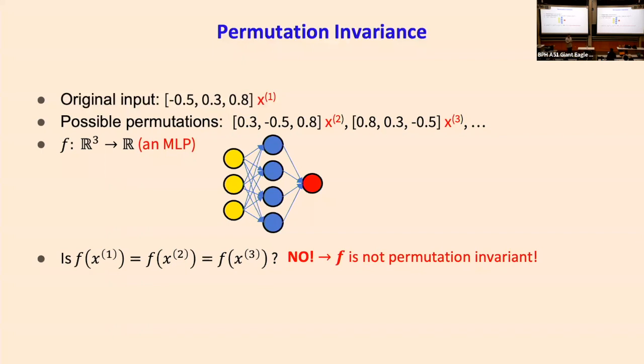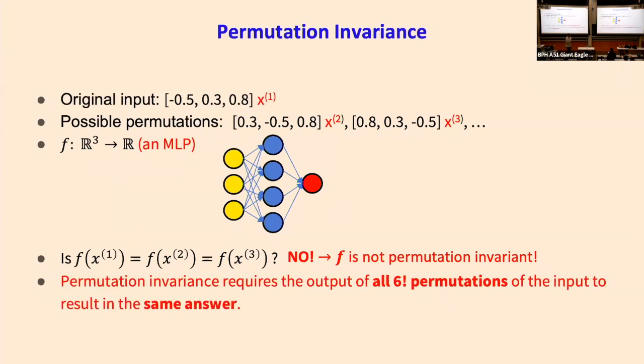And what permutation invariant means is that for all of the possible permutations of an input, the output of my function should be the same. Right? This is a little hard to achieve, especially with MLPs because the weight matrices are set. Right? Okay. Any questions on permutation invariance?